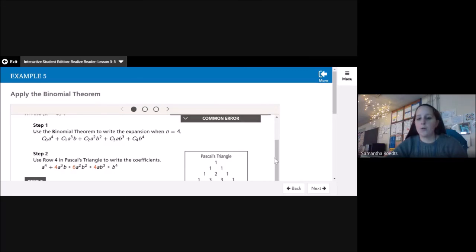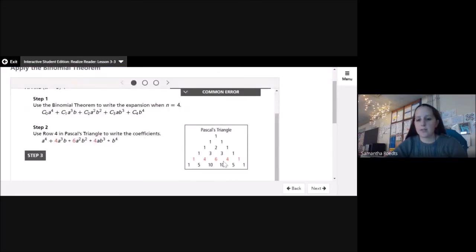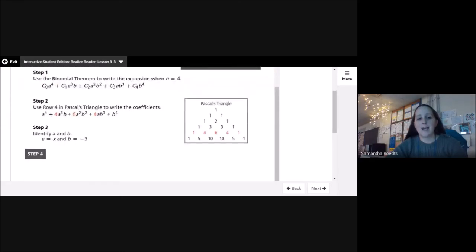So I use the 4th row of Pascal's triangle, 1, 4, 6, 4, 1. I substitute my numbers, then make sure that my exponents are correct. Again, a starts at 4 and goes backwards, b starts at 0 and goes forwards. So identify a and b: a equals x and b equals negative 3.